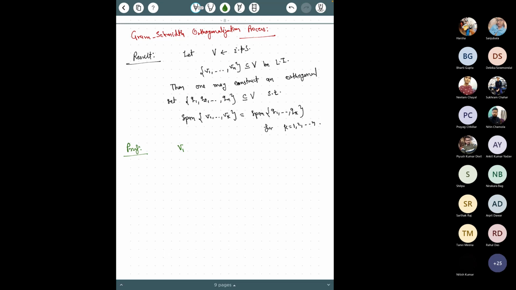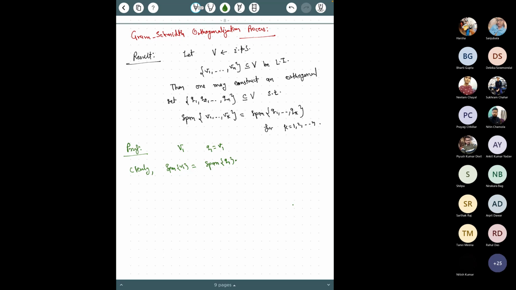Sir, v1 itself. v1 itself. So when we have just one vector, we can take q1 as v1. It's a non-zero vector, so it is orthogonal by definition because there is no other vector. And also the span of v1 is equal to the span of q1. So you take q1 as v1, then clearly the span of v1 is equal to the span of q1. So when there is only one vector, there is nothing to do.